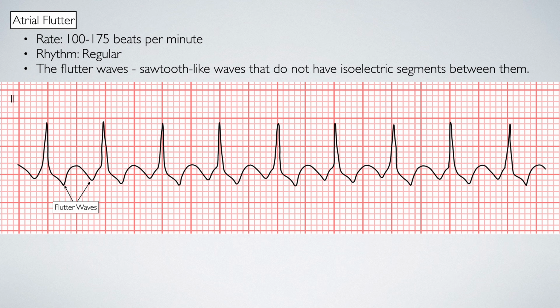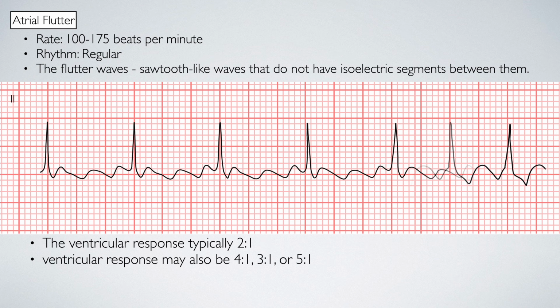The ventricular response will typically present with a ratio of 2 flutter waves to 1 QRS complex, as seen in our example here. But the ratio can also be 4 to 1, 3 to 1, or 5 to 1. Here is another example where the flutter waves are occurring at a ratio of 3 flutter waves to every 1 QRS complex, a ratio of 3 to 1.